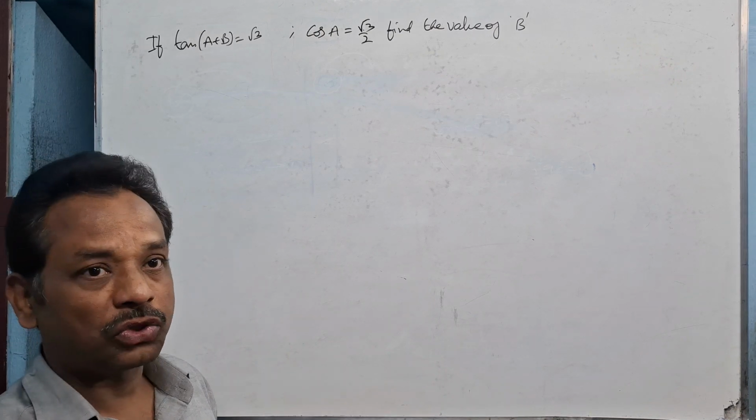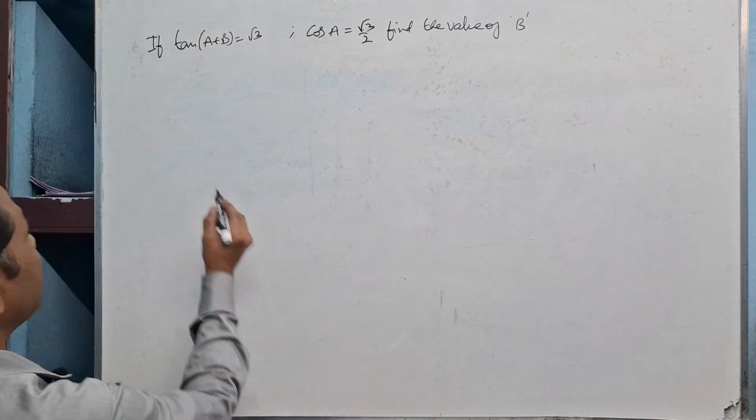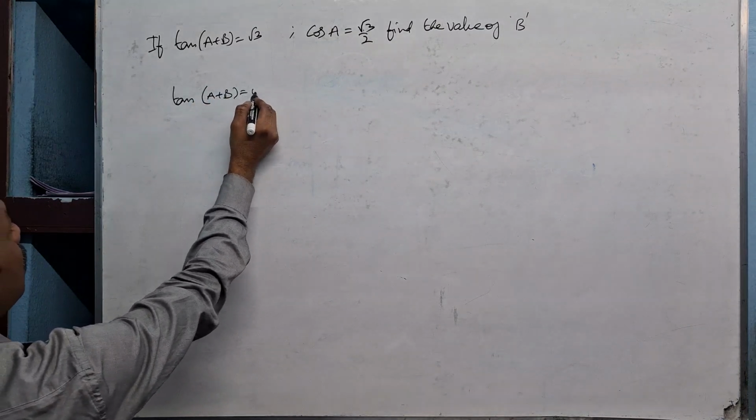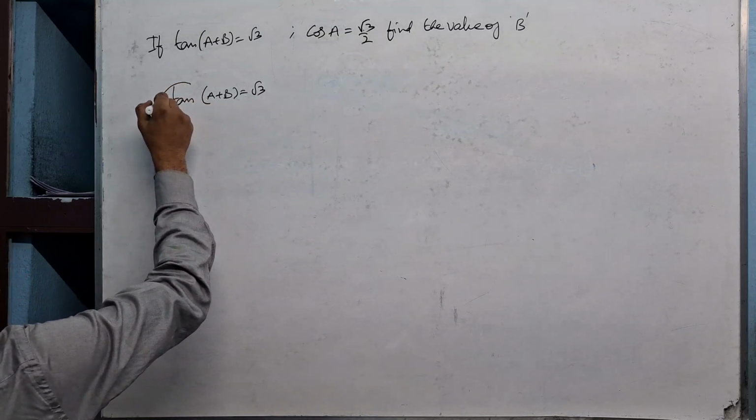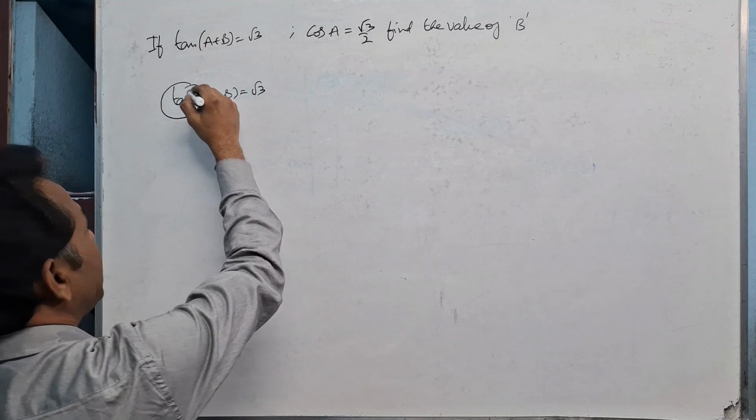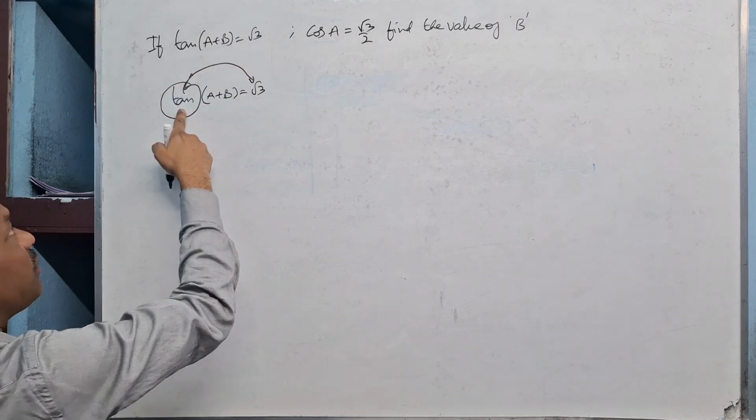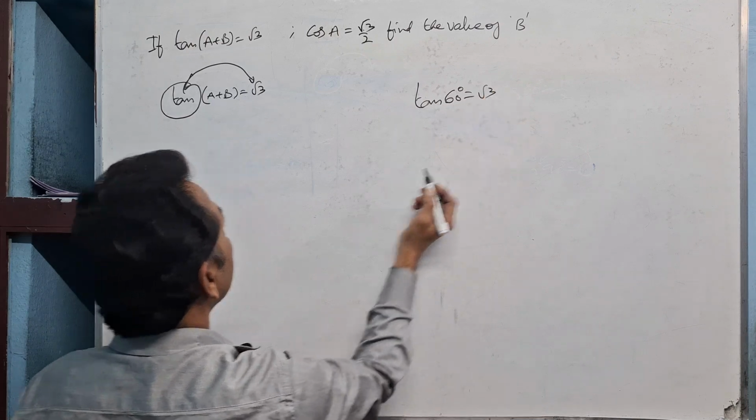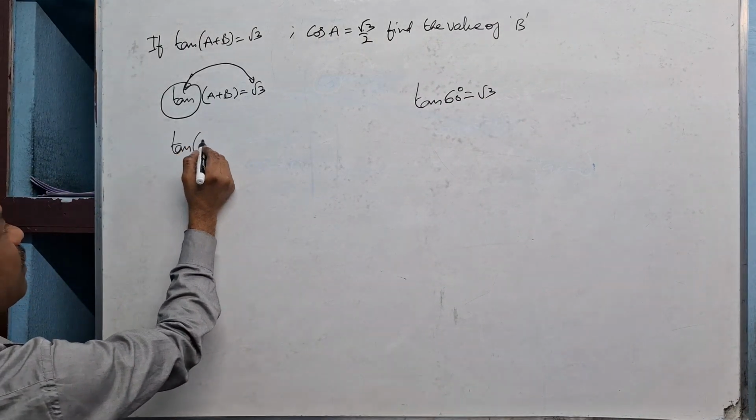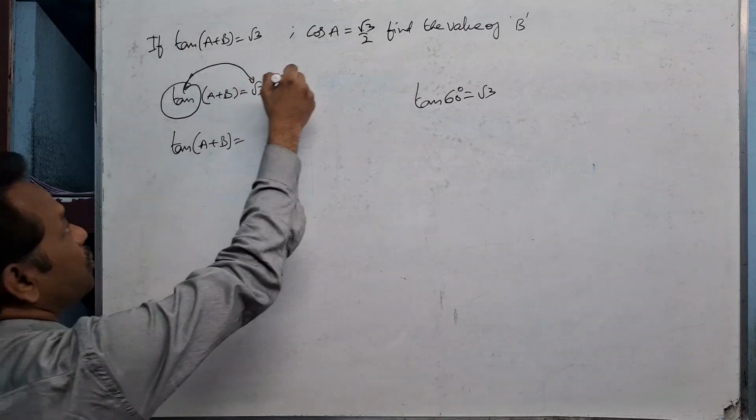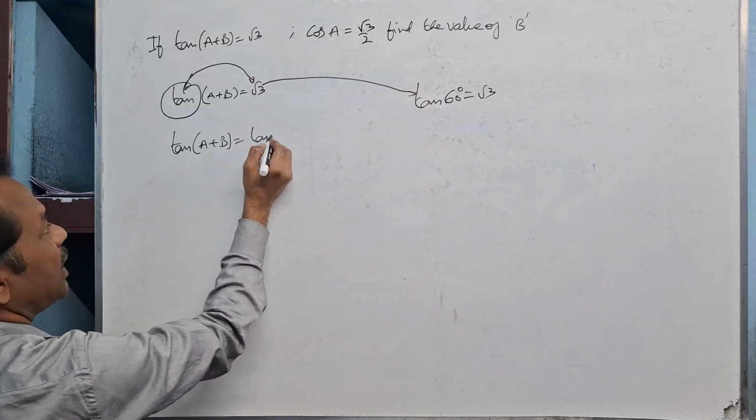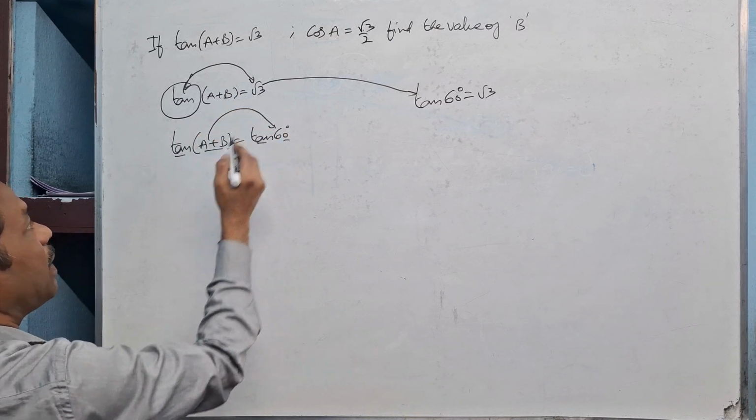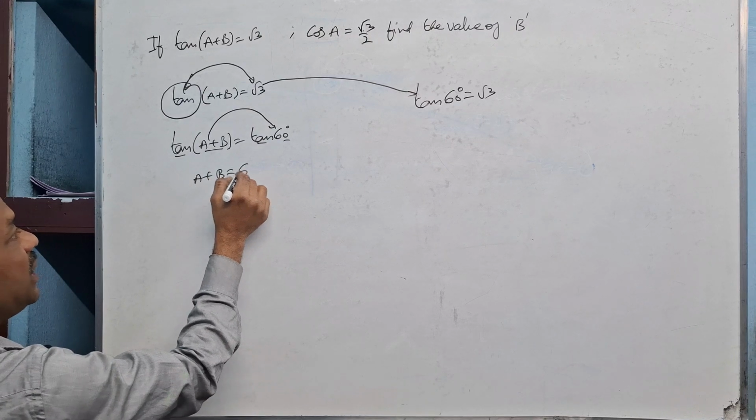Now, let us do one more question similar to the previous question. Here given that tan of (A + B) equal to root 3. Now, here the trigonometric ratio is tan. So, let me express root 3 in terms of tan. So, we know that tan 60 degrees equal to root 3. So, tan of (A + B) equal to tan 60. So, we can take A + B as 60 degrees.